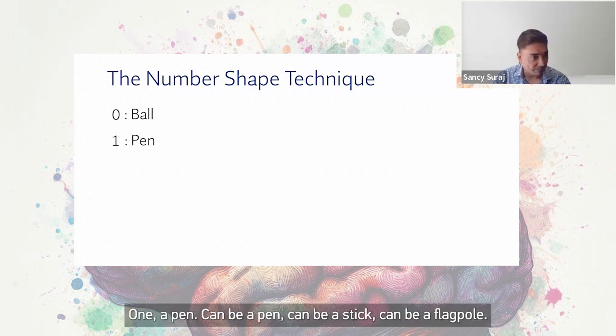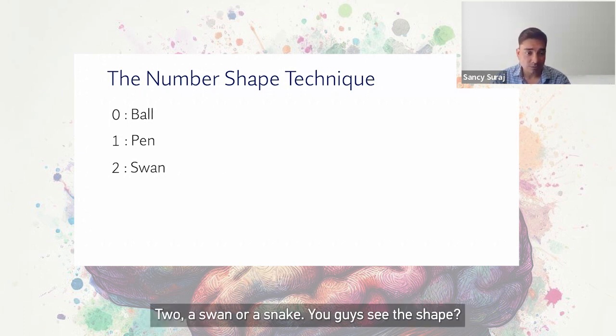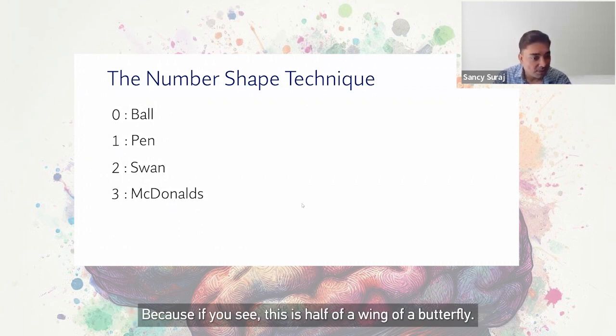1, a pen. Can be a pen, can be a stick, can be a flagpole. 0 can be an egg as well. 2, a swan or a snake. Do you guys see the shape? 3, McDonald's because of the M, but it can be a butterfly as well, because if you see, this is half of a wing of a butterfly.